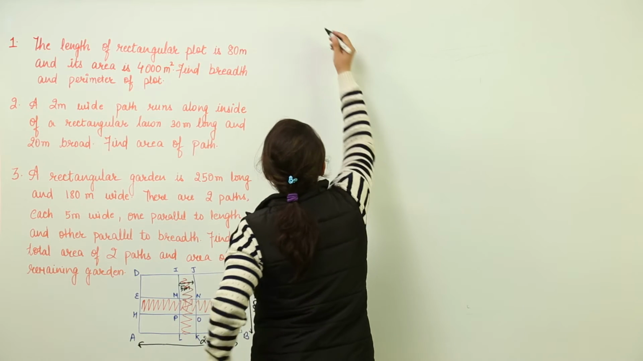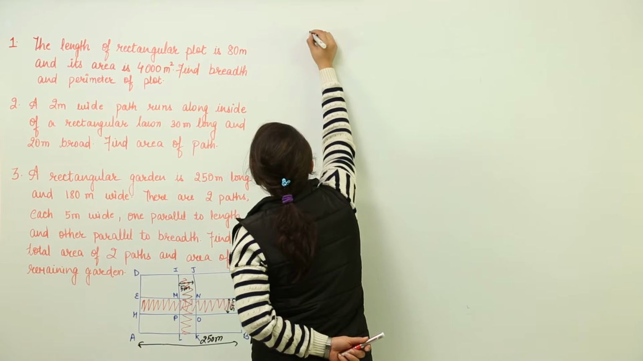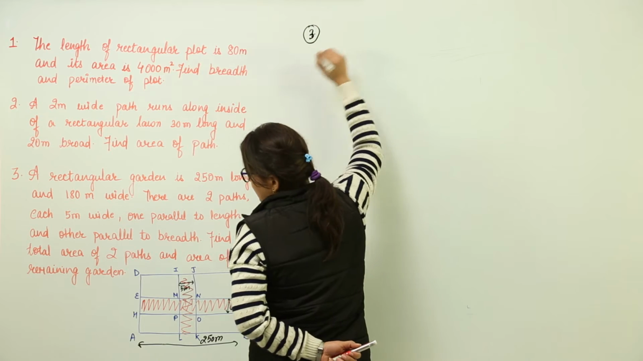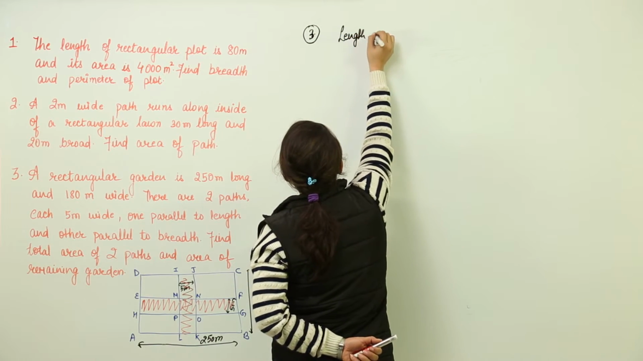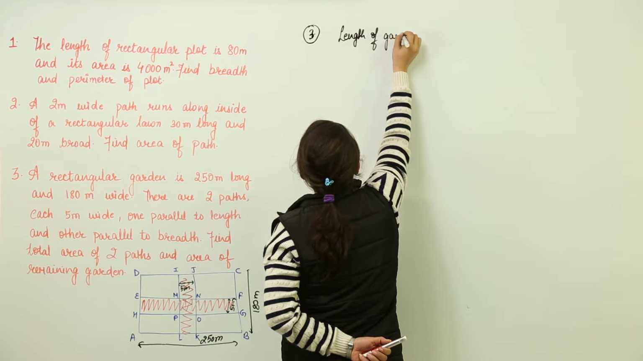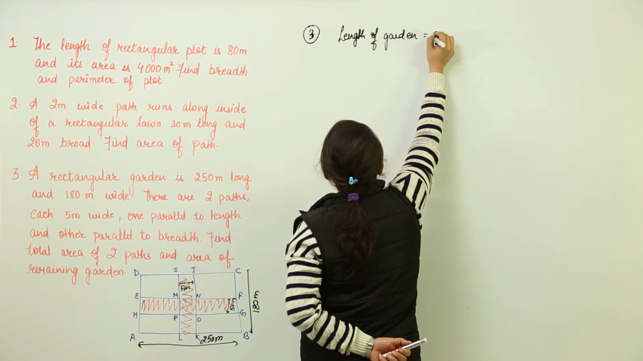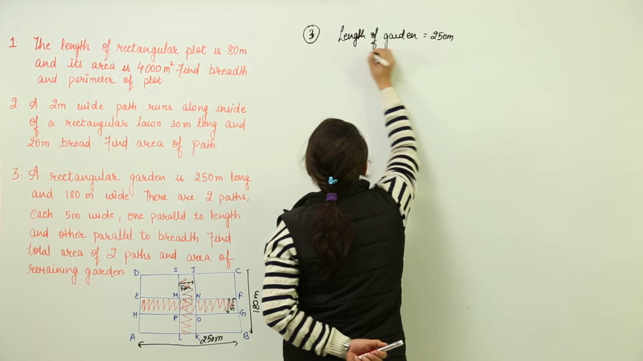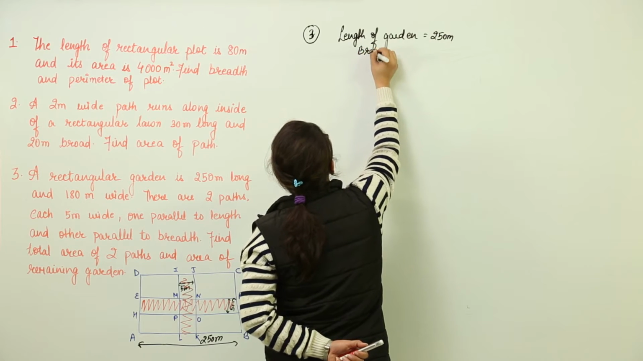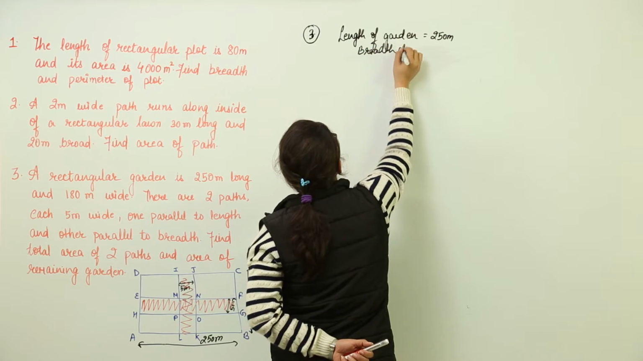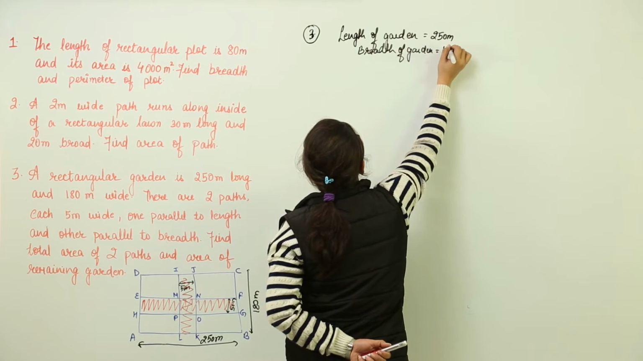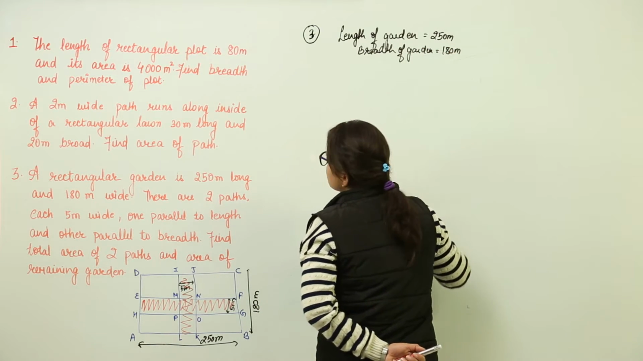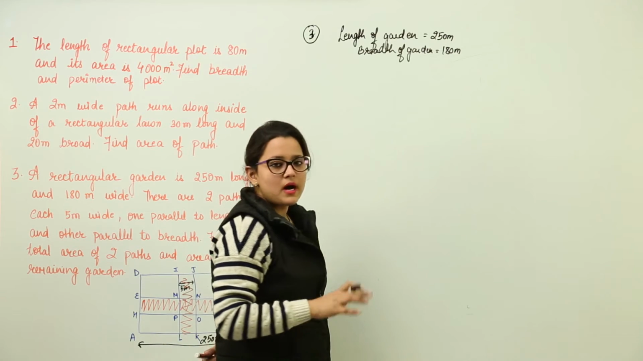First of all, let us write the data given, that is question number 3. Now the length has been given as, you write length of garden equal to 250 meters. We have the breadth of garden also given to us as 180 meters. And now we are going to calculate the area of paths.